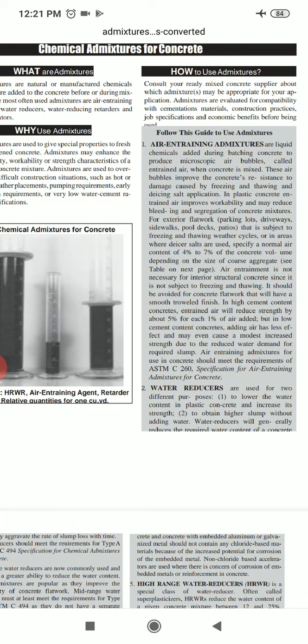For exteriors, flat work, parking lots, driveways, sidewalks and pool decks that are subjected to freezing and thawing weather cycles in areas where deicing salts are used, specify a normal air content of 4 to 7% of the concrete volume, depending upon the size of the coarse aggregate. So it is used at about 4 to 7% of the concrete volume.